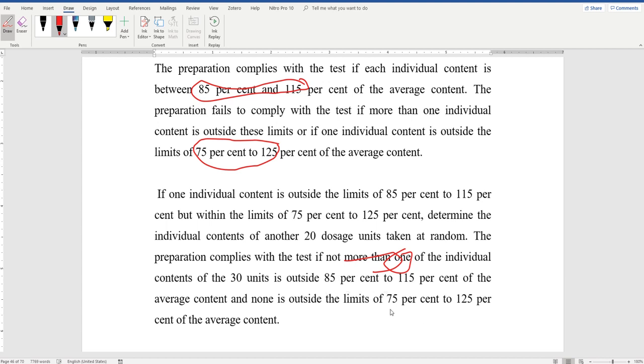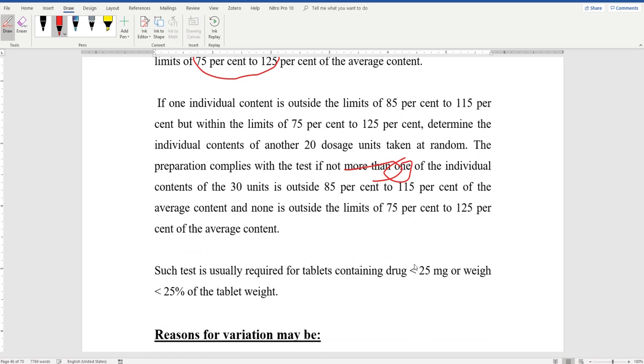But this unit has to be between 75% to 125% of the average in order to pass the test. If it is not, it fails the test. Is it clear? It's a little complicated. Again, this test is only applied when the amount of drug is small.